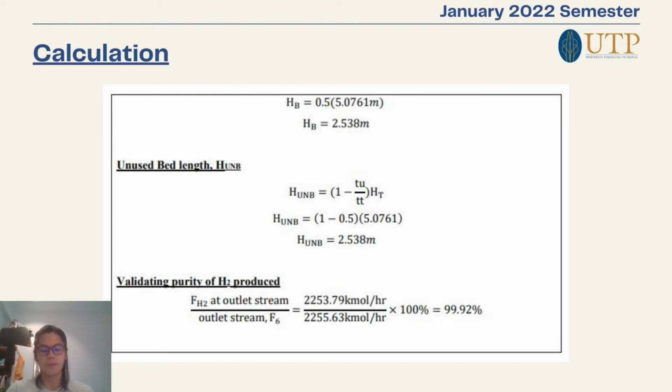To validate the purity of H2 produced, the flow rate of H2 at the outlet stream is divided by the total flow rate at the outlet stream. At last, we get 99.92%, which achieved the question requirement.